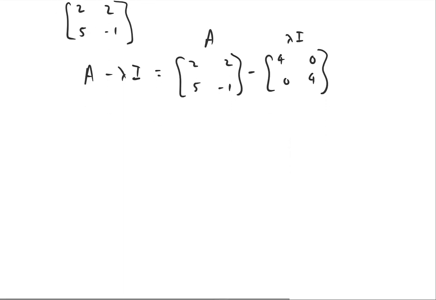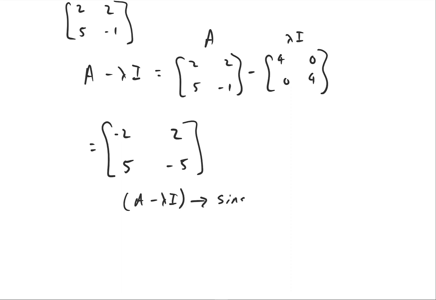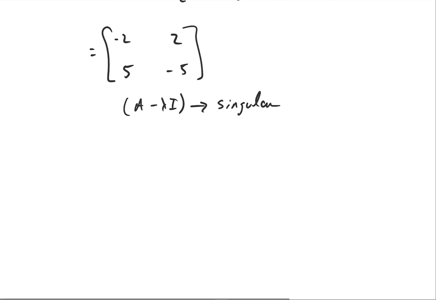So this is equal to, so 2 minus 4 is minus 2, 2 minus 0 is 2, 5 minus 0 is 5, and negative 1 minus 4 is negative 5. One thing to notice is that this matrix A minus lambda I always has to be singular. And in this case, obviously it is. Okay, so all I really need to do at this point is find the null space of this matrix, and any vector from the null space of this matrix gives me my next eigenvector.